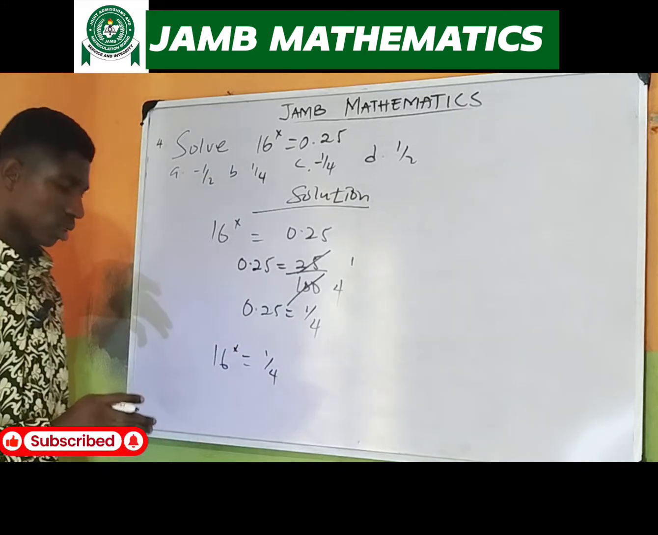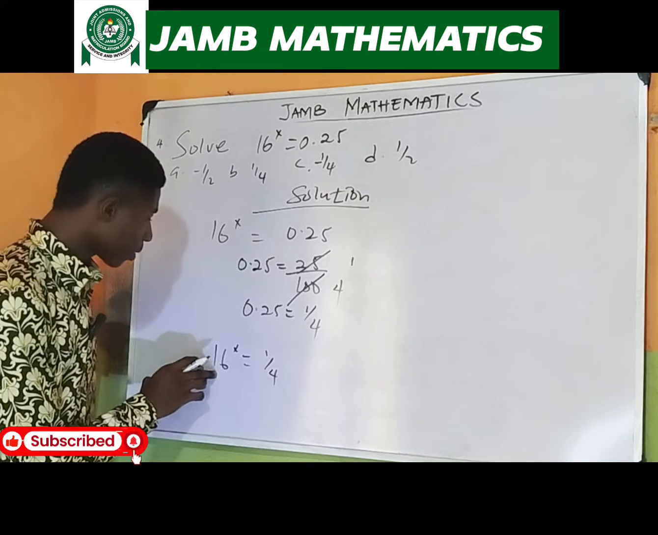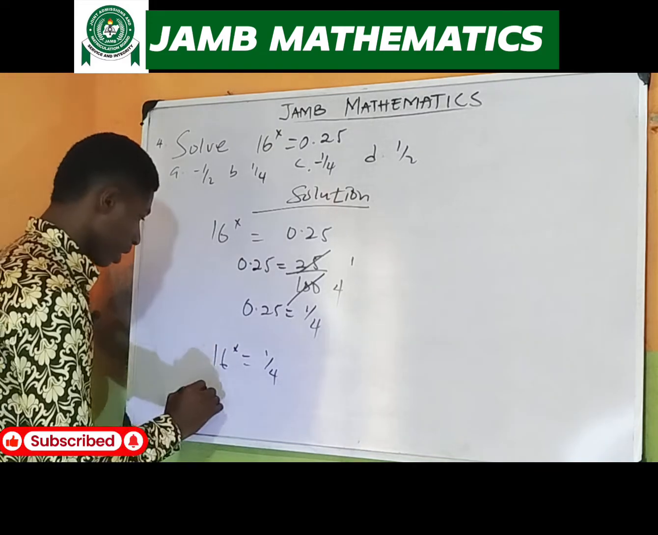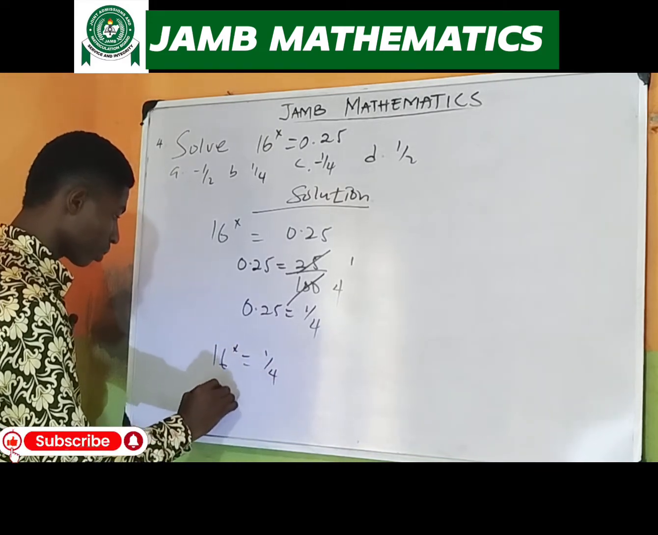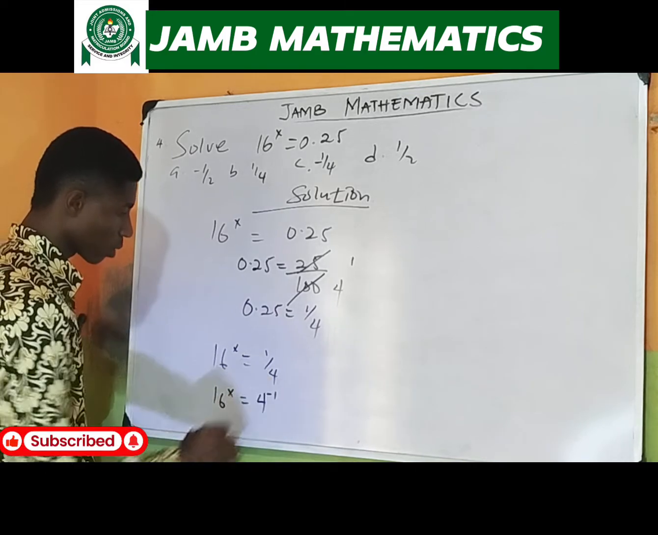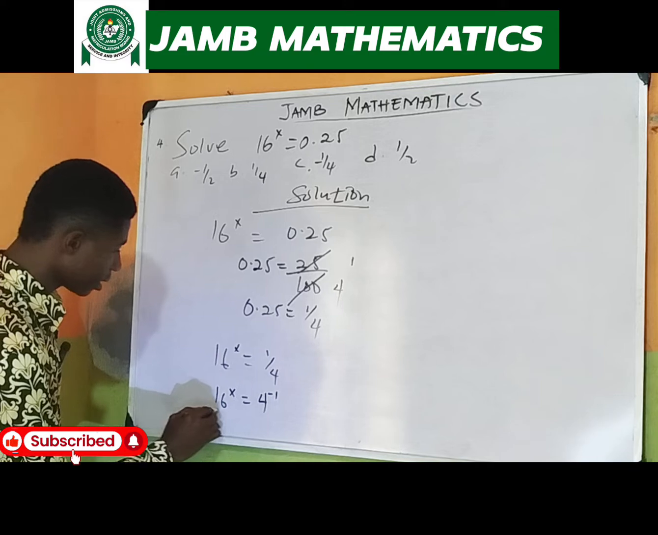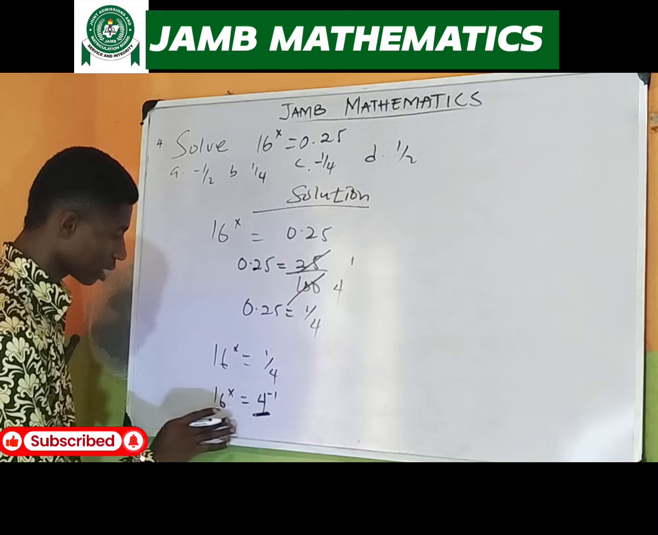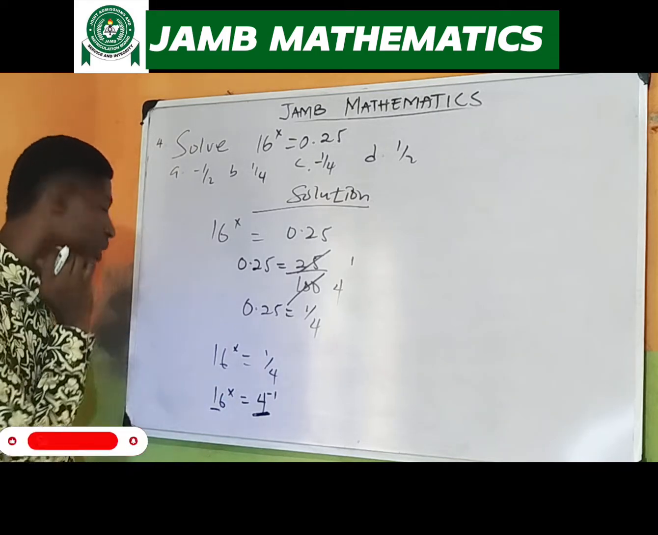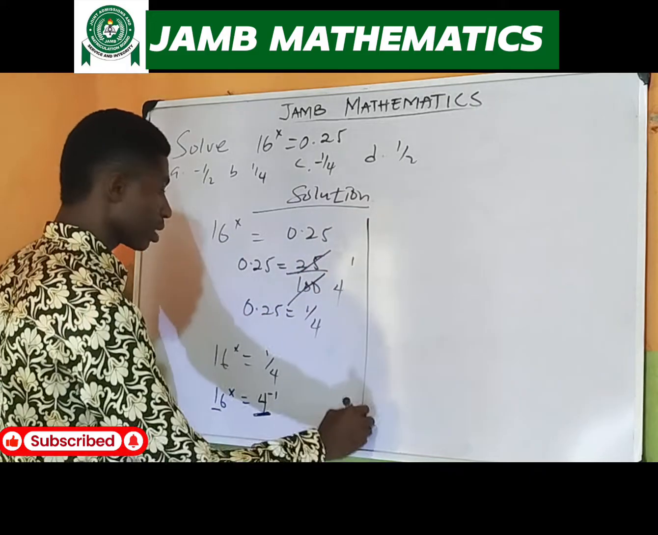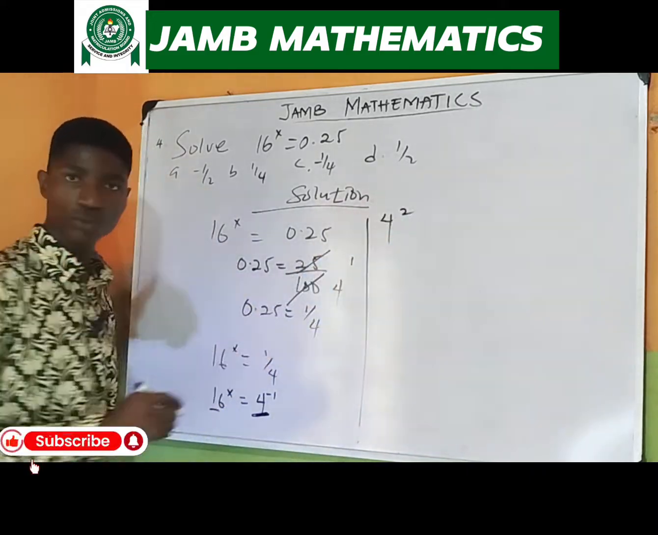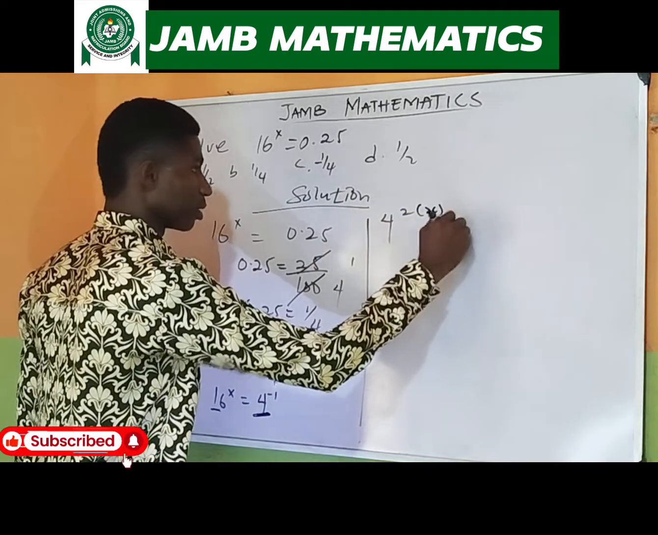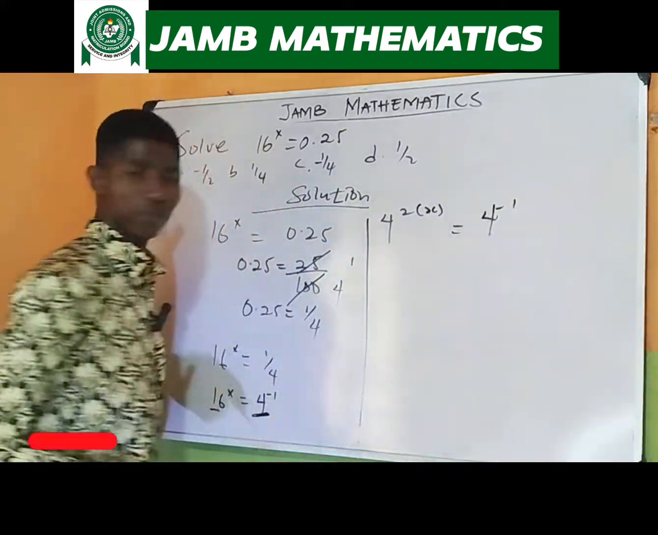Now, this is indices. For us to solve this, both bases must be similar. Both bases must be the same. Now, this can be written as 16 power x equals 4 exponent minus 1. This base must be the same as this. So this is smaller. We can write this in similar bases. 4 power what gives you 16? 4 power 2. Hence, we have 4 to the power of 2, because 4 squared is 16, all raised to x, is equal to 4 power minus 1.